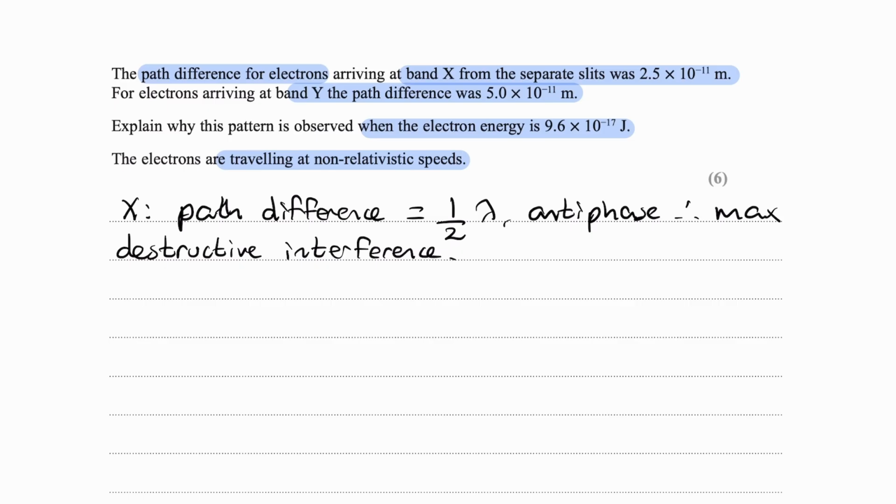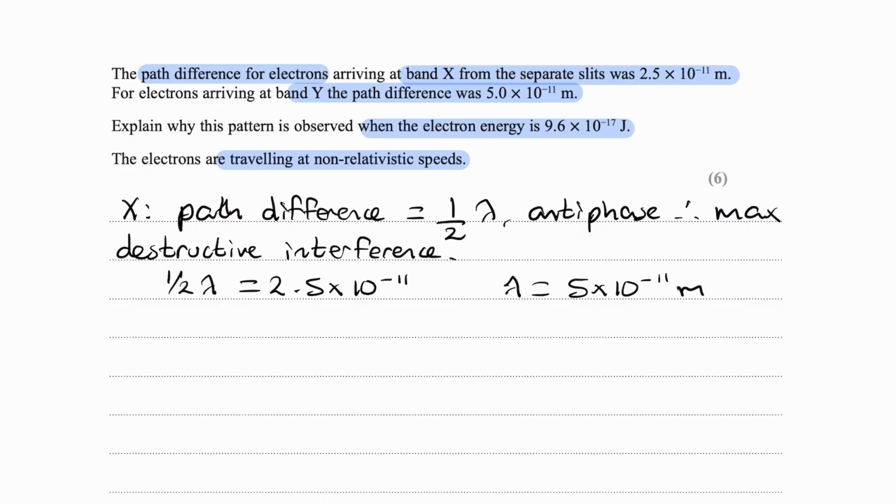And now we can use the fact that the path difference is also 2.5 times 10 to the minus 11. So we can say that half of a wavelength, which again is the path difference at x, is equal to 2.5 times 10 to the minus 11 meters. And then we can rearrange that for lambda. Times this side by 2, so bring the 2 over to the right-hand side, we get lambda is equal to 5 times 10 to the minus 11 meters.